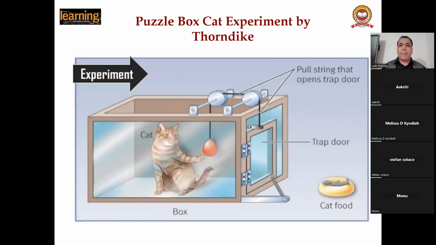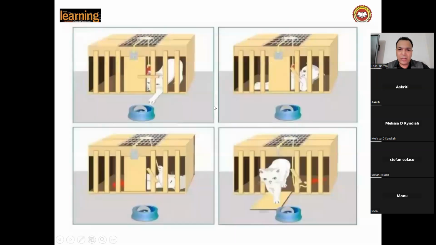Now the cat has become an expert. How has she become an expert? By making a lot of mistakes, right? That's why Thorndike said that we learn by making mistakes, because the learning theory was given by Thorndike.